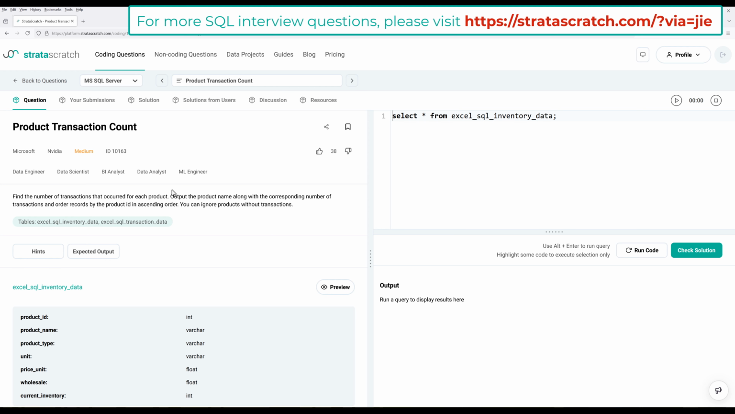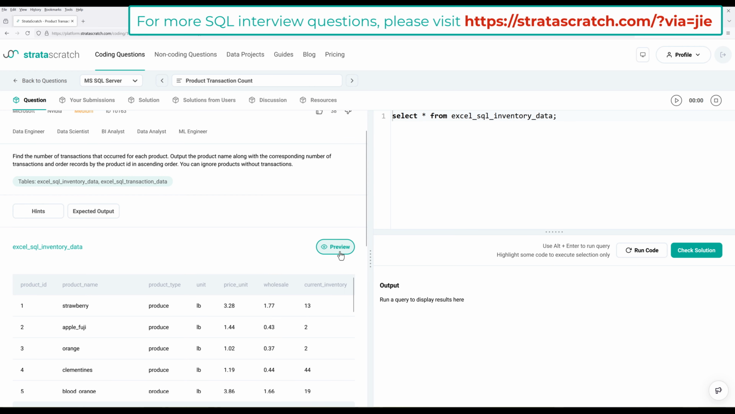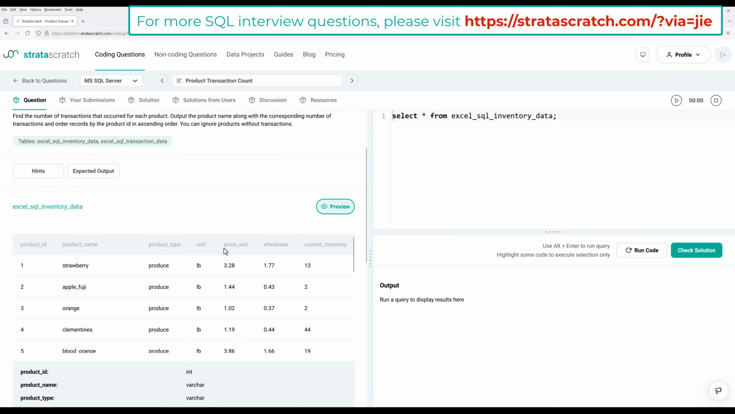Now, let's go over the tables. The Excel SQL inventory data table stores information about each product. It includes fields such as product ID, which uniquely identifies each product, and product name, which is the name of the product. There are also other fields like product type, unit, price per unit, wholesale, and current inventory, but these are not needed to solve the problem.